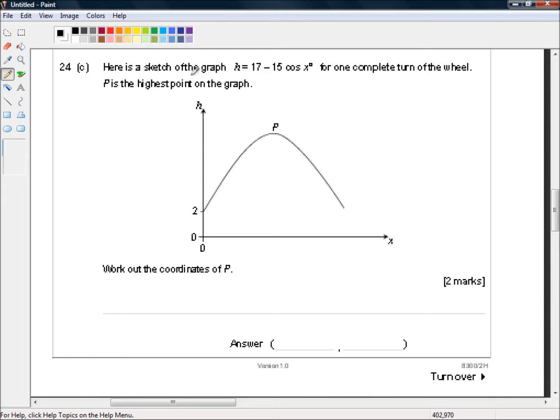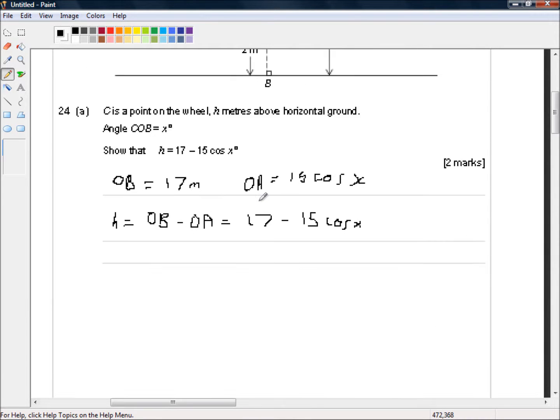Okay. 24c, here is a sketch of the graph h equals 17 minus 15 cos x for one complete turn of the wheel. P is the highest point on the graph. Work out the coordinates of P. Well, there's just no maths involved here. This is just common sense, isn't it?